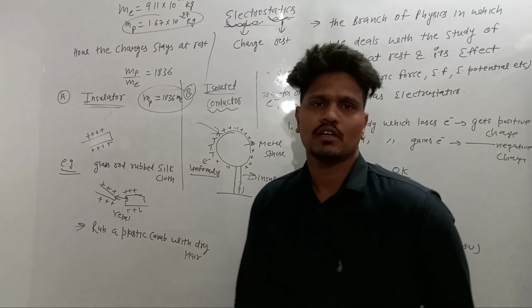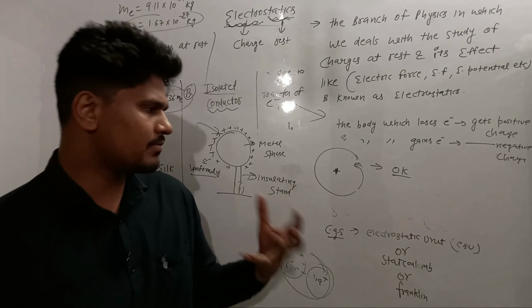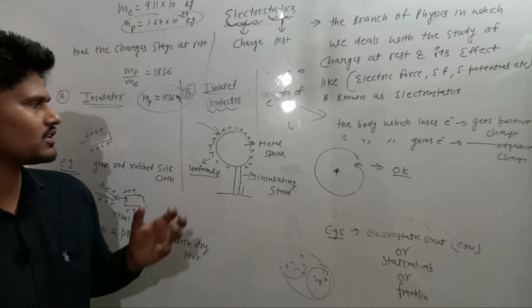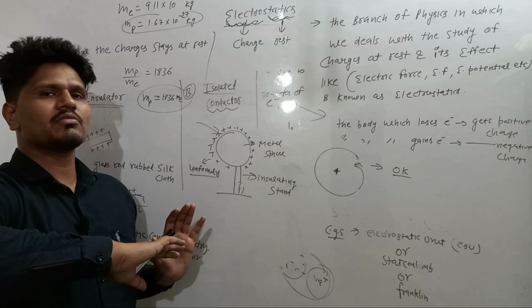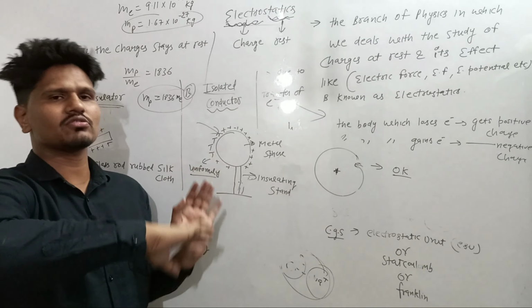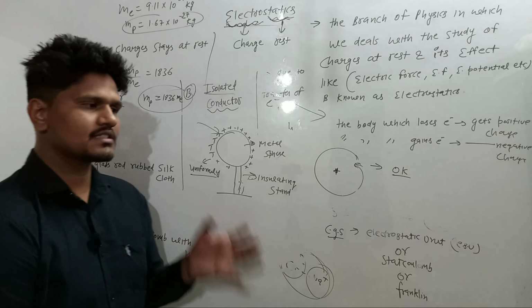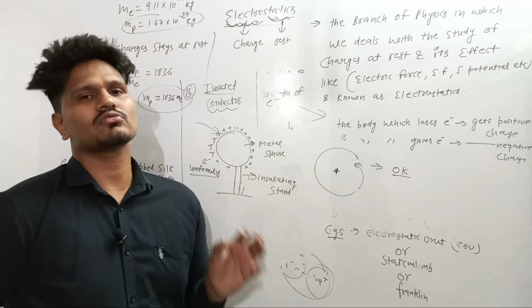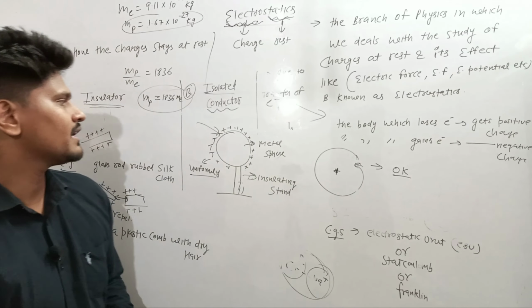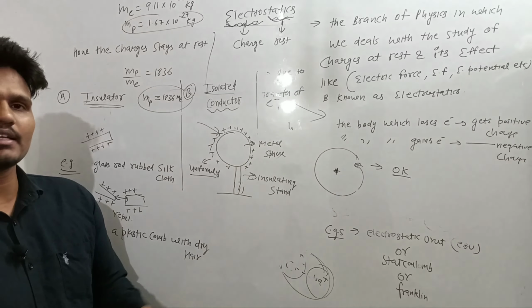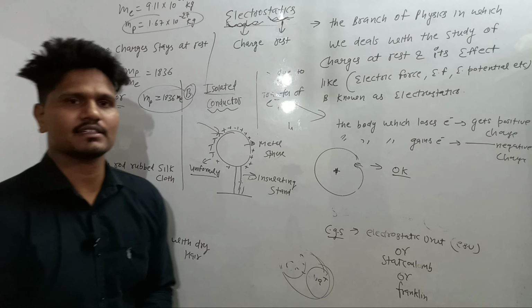Why the transfer of electrons? Because everybody wants to gain stability, and in order to gain stability, some bodies try to gain electrons, or some bodies try to lose their electrons, in order to complete their octet. There are two types of charges. Like charges repel each other, unlike charges attract each other.